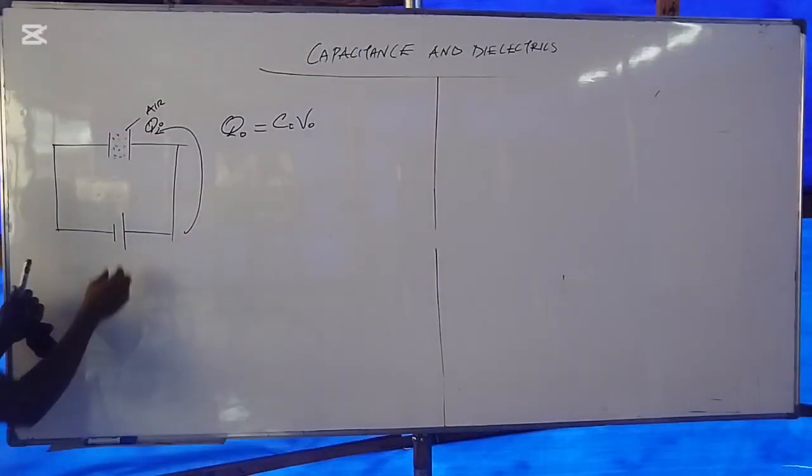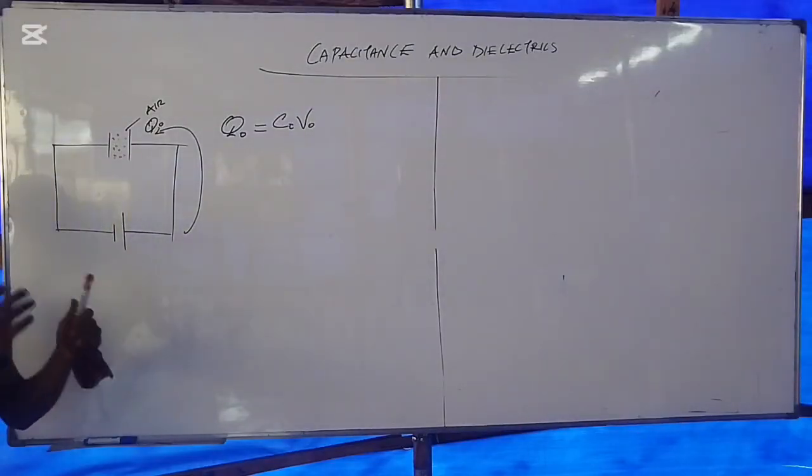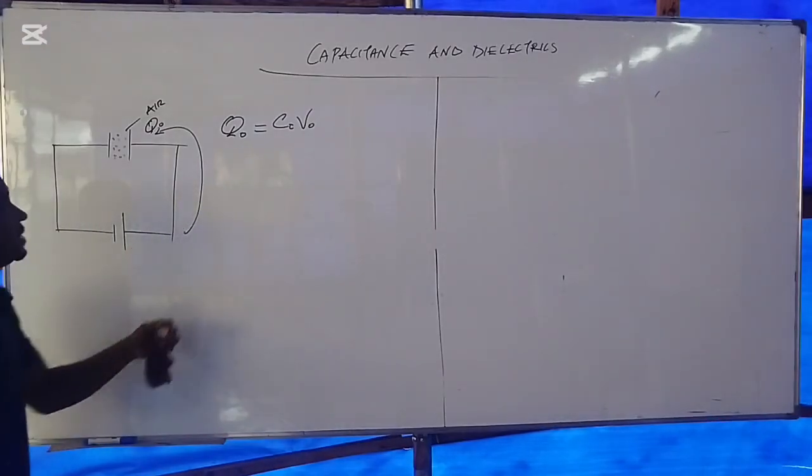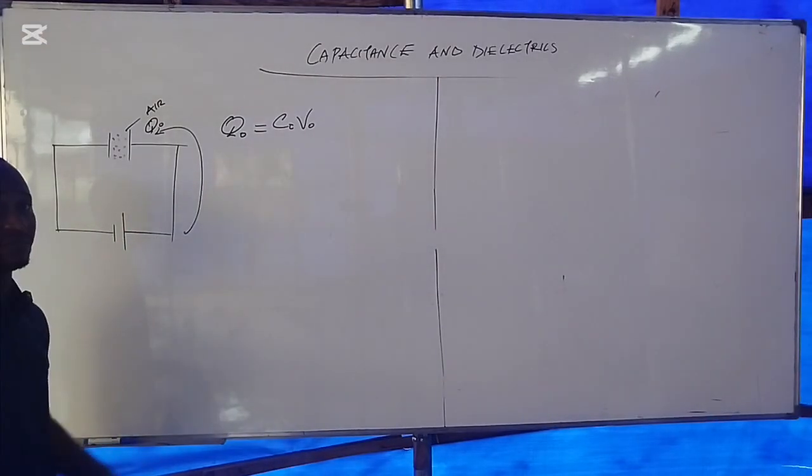Okay, guys, now look at this diagram here. In this diagram, we can see that we have air in between the two parallel plate capacitor. We have our battery and all that. Then the charge acquired is Q naught equals C naught times V naught, right?